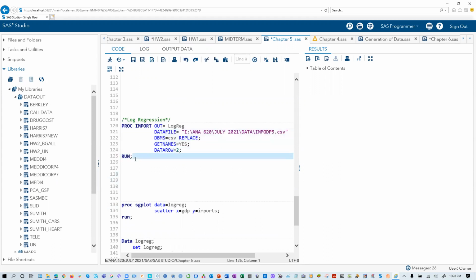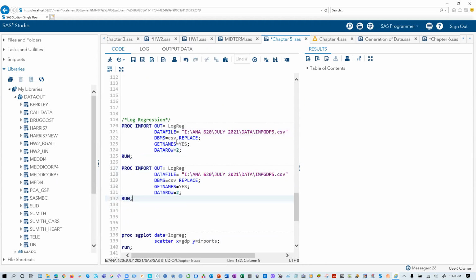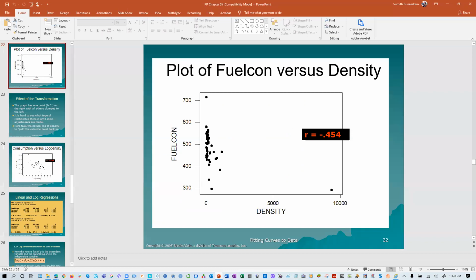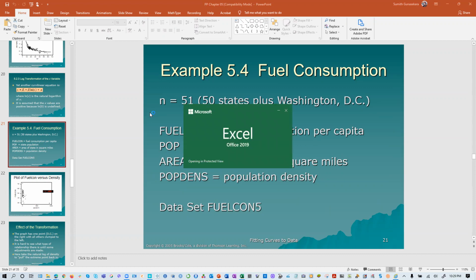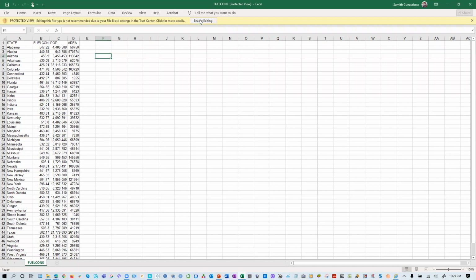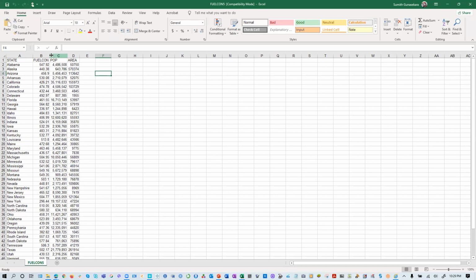I need this to be log reg. You can say log reg 1 for that one, this one in GDP. No, I need this data set. I hope the data set we have is fuel con 5. Fuel con 5. Let me see. Yeah.